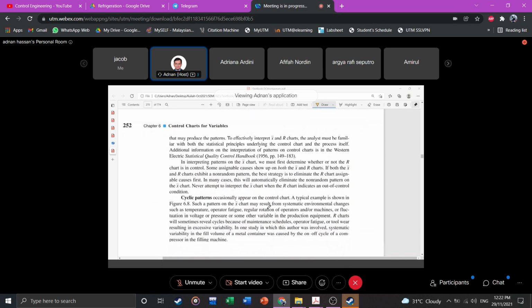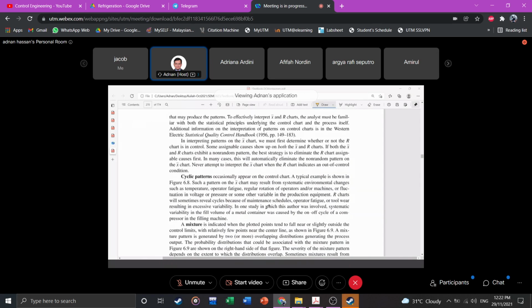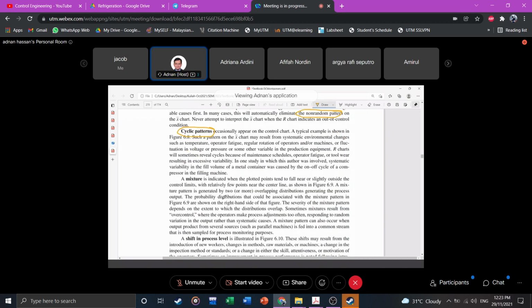Okay, before that we need to understand patterns in control chart, what we call non-random patterns. So what are the non-random patterns that we have? We have cycle pattern or cyclic pattern. These are common patterns where you are using control chart.